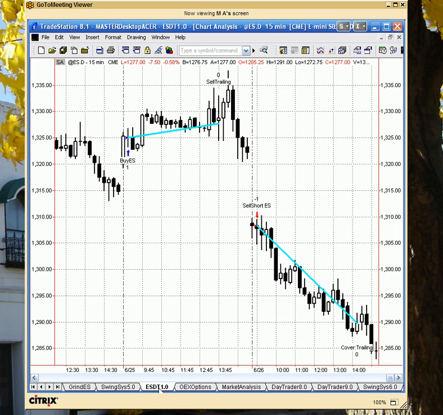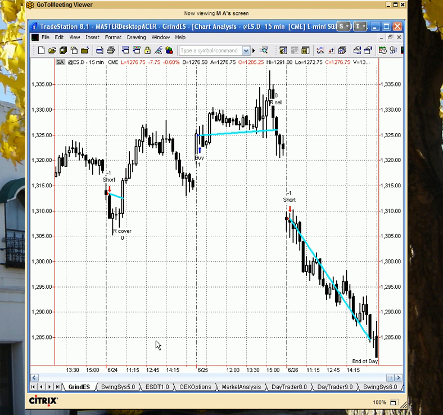There's the ES Day Trader 1.0. Look at that. Shorts 1 point off of the high and then covers maybe 5 points off of the low. Just a beautiful trade. What did the grind do? Oh, the grind was even better. Well, just barely better. Just held on a little bit longer than the ES Day Trader 1.0, but just what a beautiful trade.